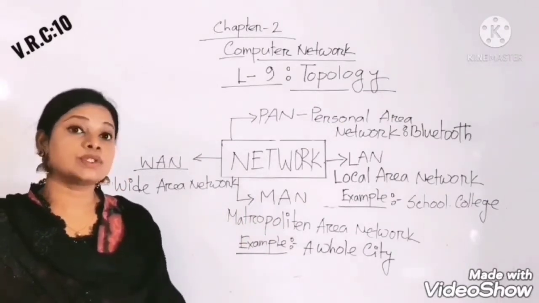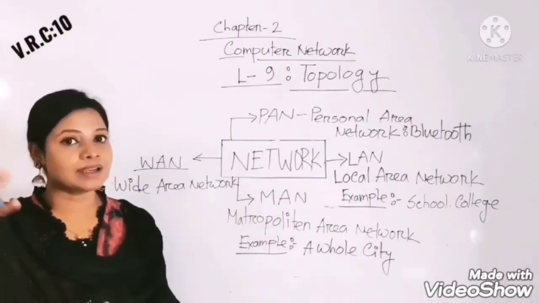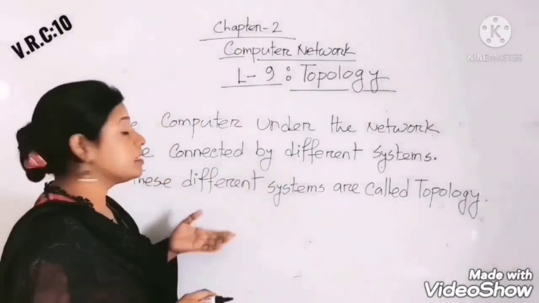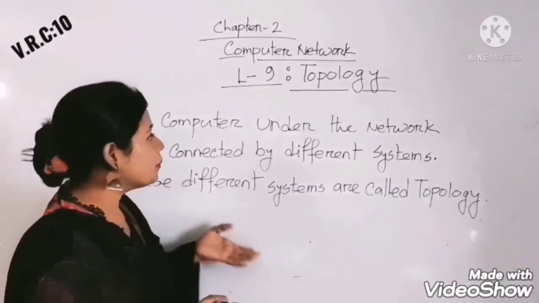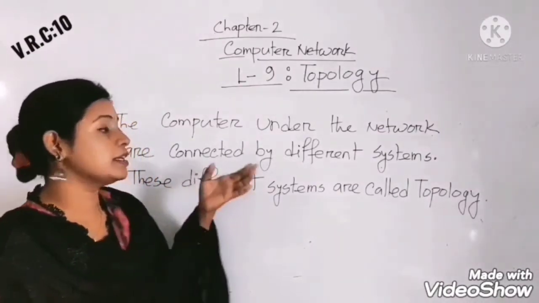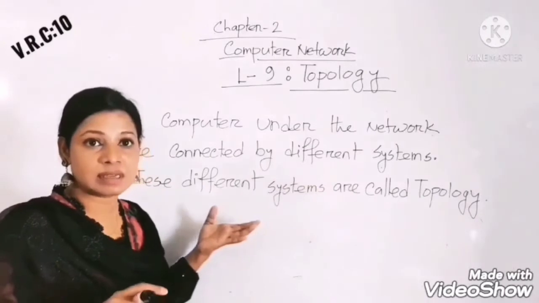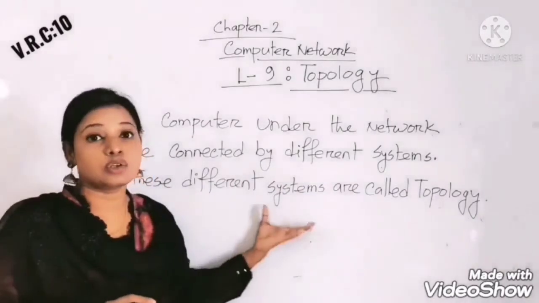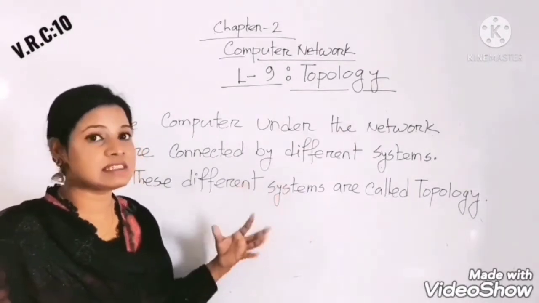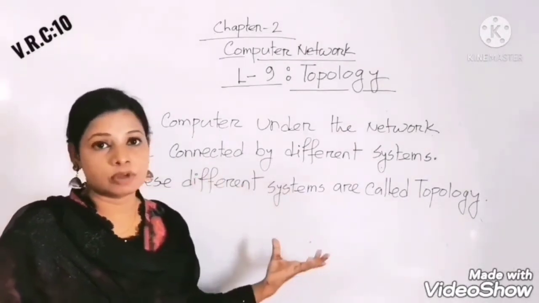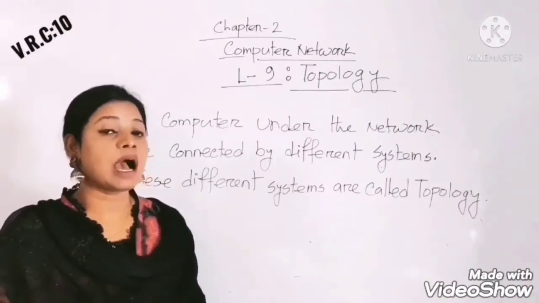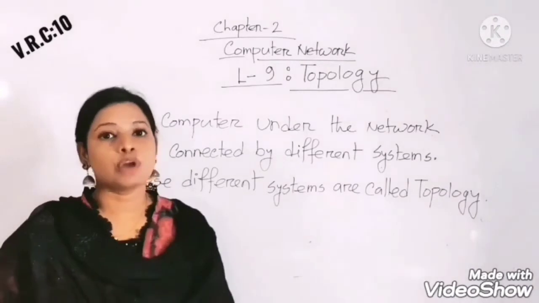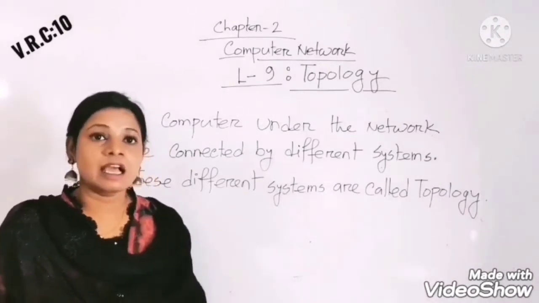Now we are going to start topology. What is topology? My dear students, if you want to write the definition, you can write it this way. The computers under the network are connected by different systems. I have shown you systems like LAN and WAN, and these different systems are called topology. Yes, these different systems we can call topology. Now I will show you how the different systems work. That means different types of topology. So let's start the discussion.